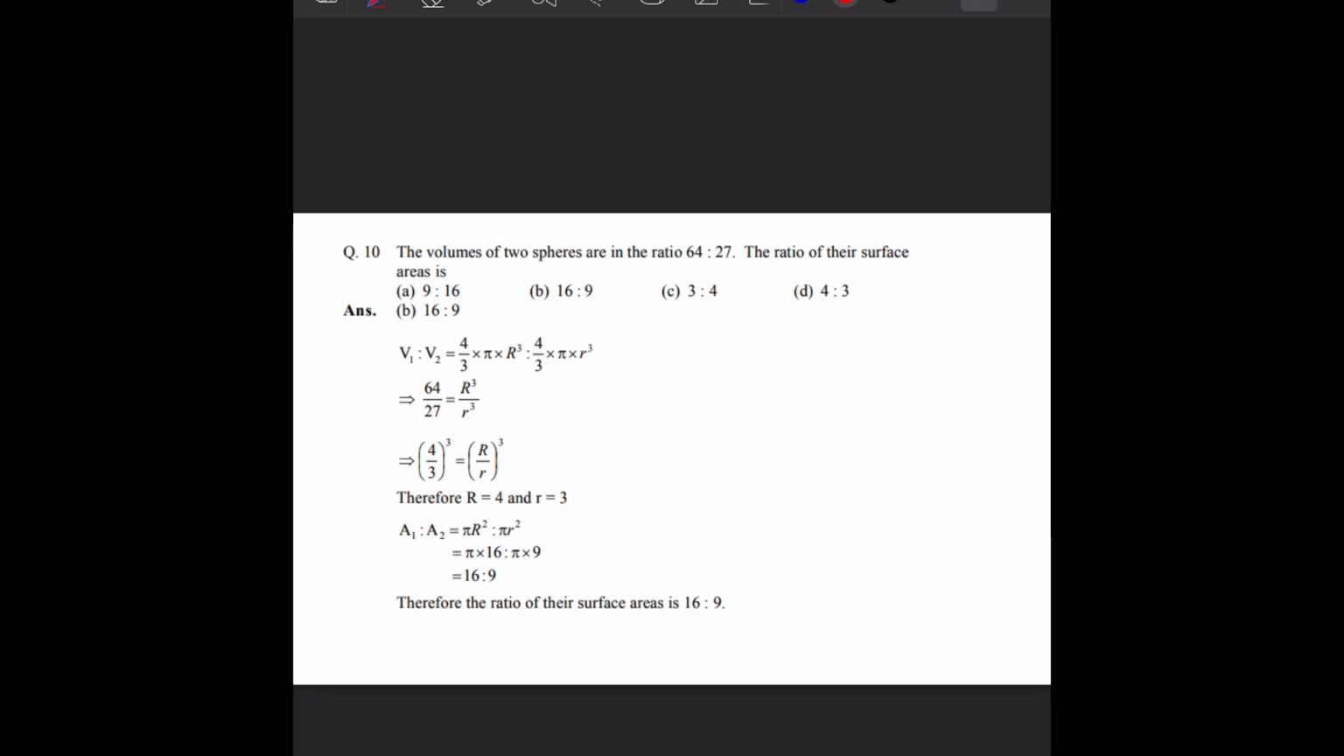The volumes of two spheres are in the ratio 64 is to 27. The ratio of their surface areas. Volume: what is the volume of a sphere? 4 by 3 pi r cube. So we'll look into the volumes. Both have different radii. So I take 4 by 3 pi r cube, with capital R as the radius of one and small r as the radius of the other. As you can see, 4 by 3 pi is common in both.